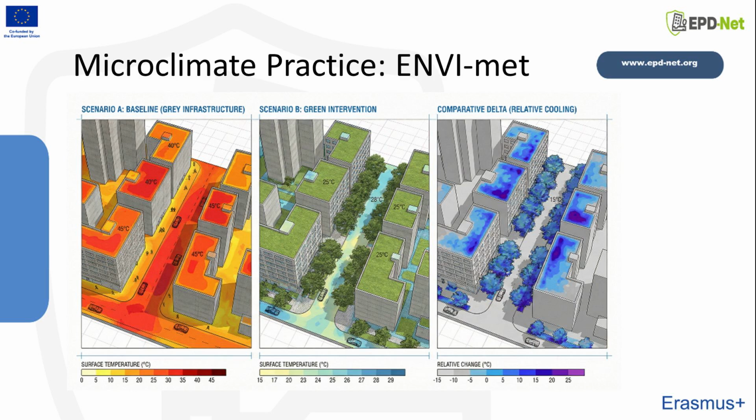For heat stress studies, pair model outputs with qualitative site knowledge, street canyon geometry, shading, and present results as comparative deltas, not as exact degrees everywhere. If a project cannot afford microclimate modeling, you can still use simpler heat metrics and focus EPD-Net only on a few representative hotspots.